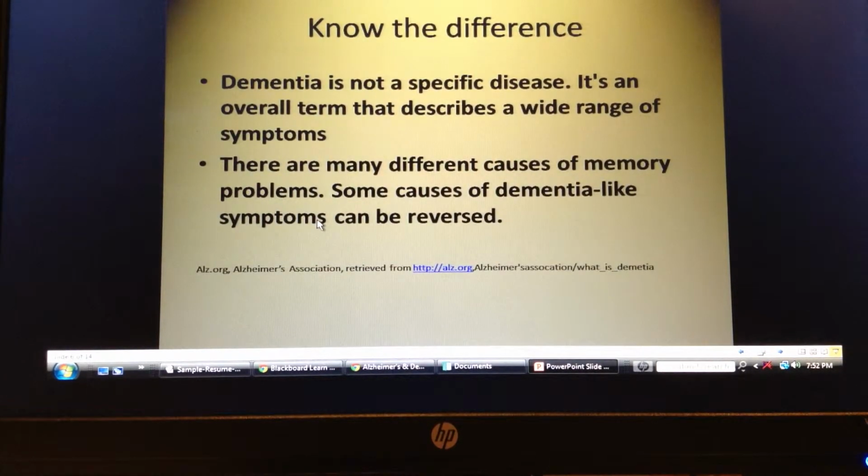There will also be discussion about dementia and the difference between Alzheimer's. Dementia is not a specific disease. It is an overall term that describes a wide range of symptoms. There are many different causes of memory problems. Some causes of dementia-like symptoms can be reversed. These would be thyroid or vitamin deficiencies.